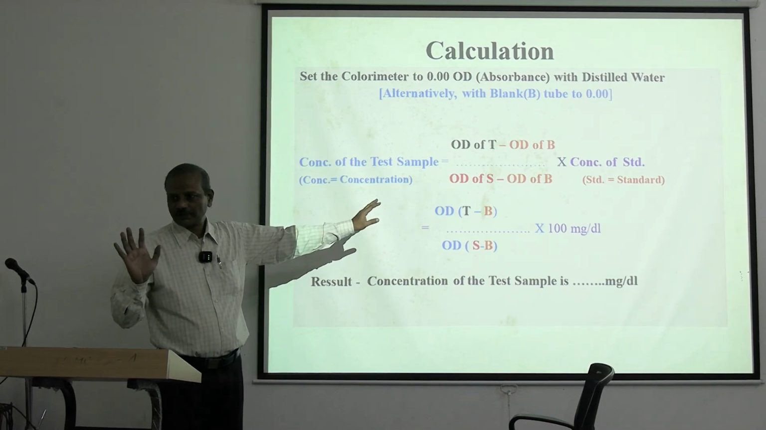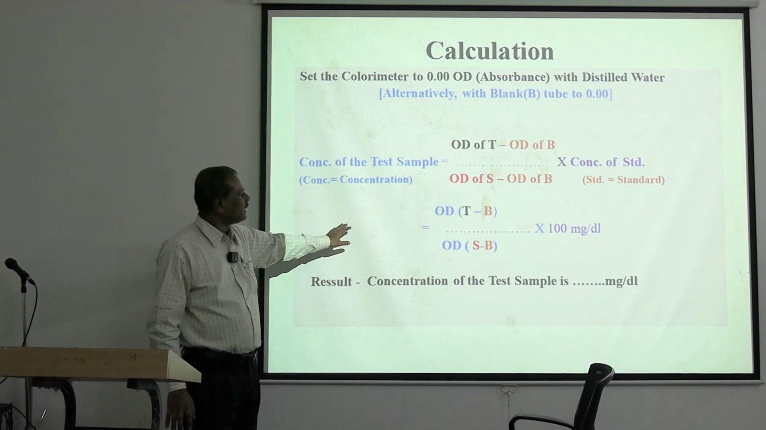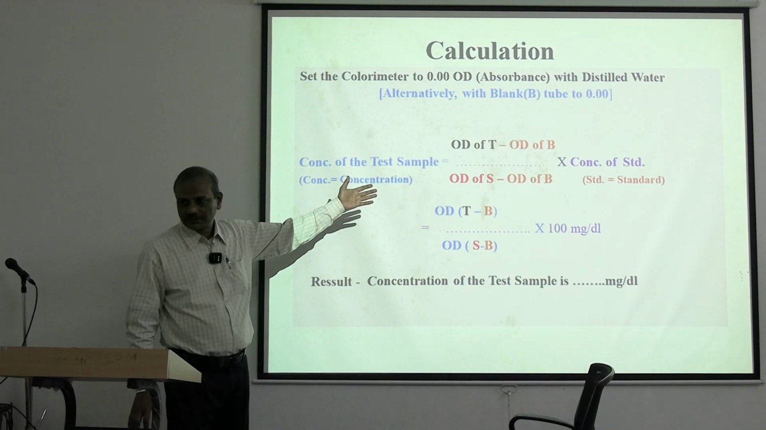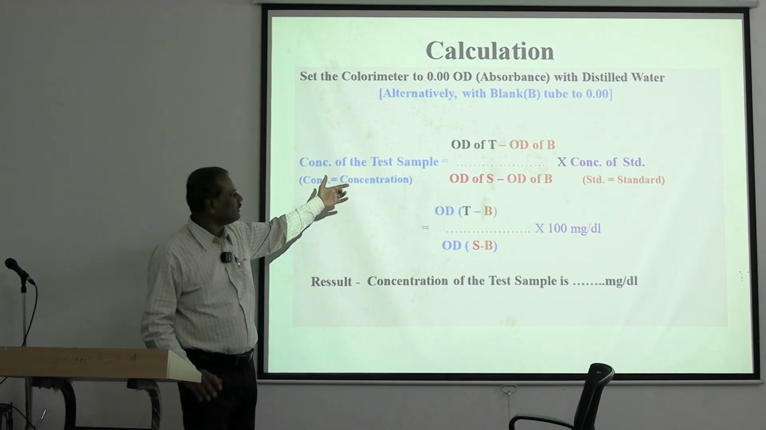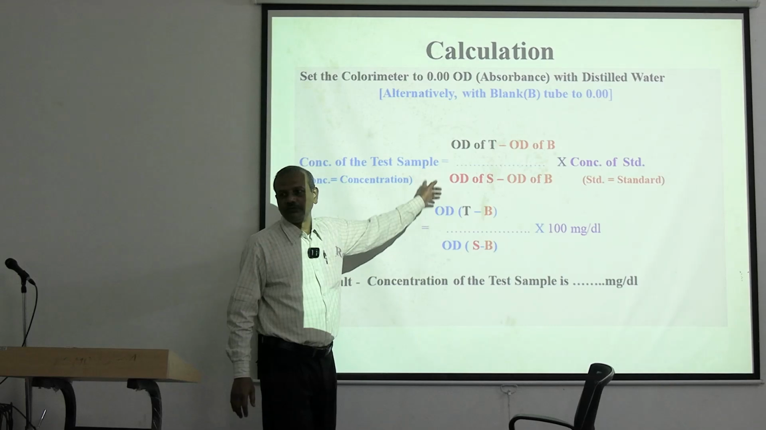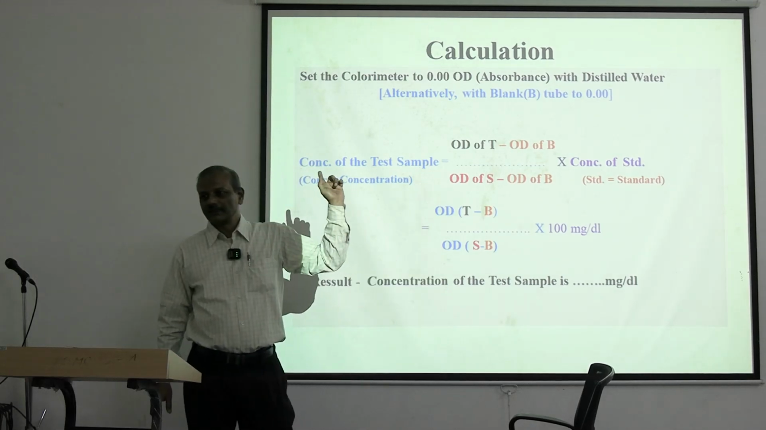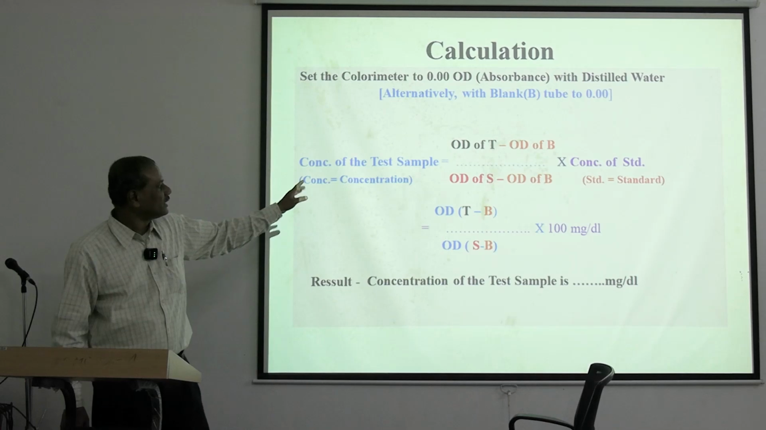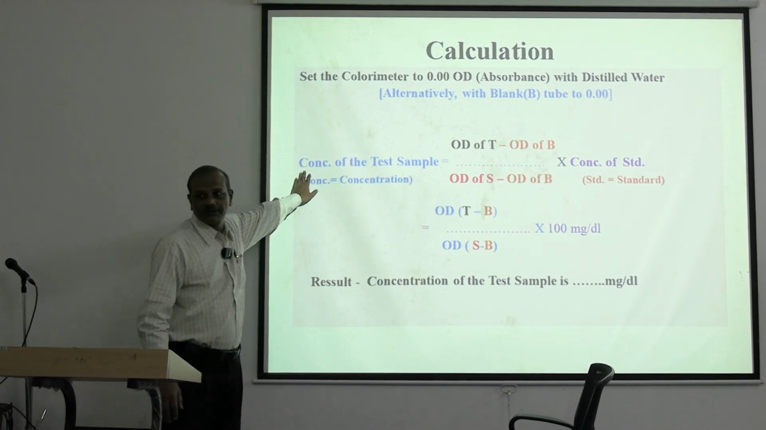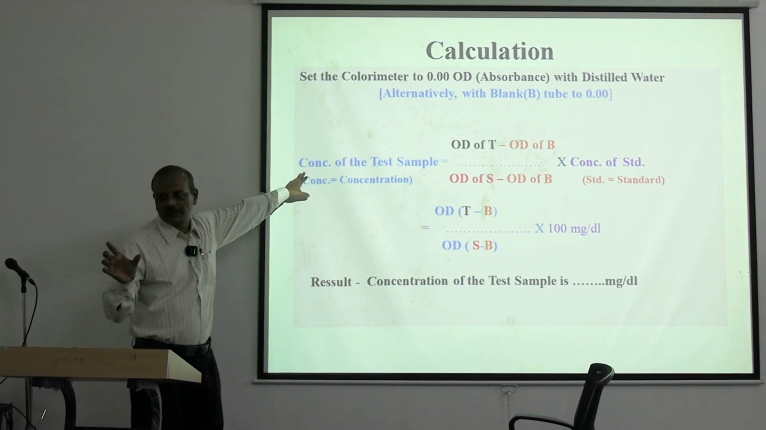Take the reading of standard, and take the reading of test also. So 3 readings will be there. Now you have to use this formula, and this formula is universal for all the parameters. Because we have to measure the concentration of glucose in the test sample.